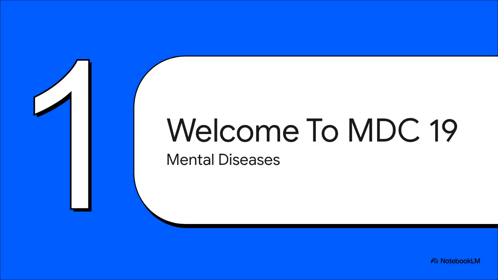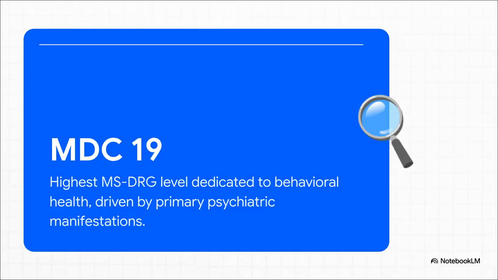Welcome to MDC 19. MDC 19 is incredibly unique. Unlike other categories that heavily rely on surgical versus medical partitions, the dividing lines here are driven entirely by behavioral health levels of care. We are looking at primary psychiatric manifestations, things like major affective disorders, schizophrenia, or acute behavioral emergencies. For you as an auditor, coder, or clinical investigator, this primary clinical focus is exactly what sets the stage for our entire MSDRG architecture.